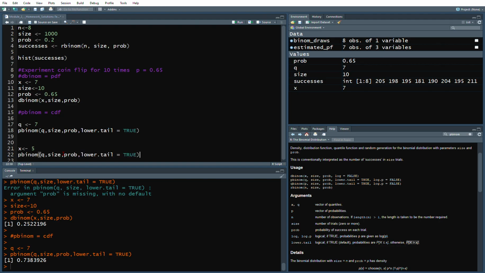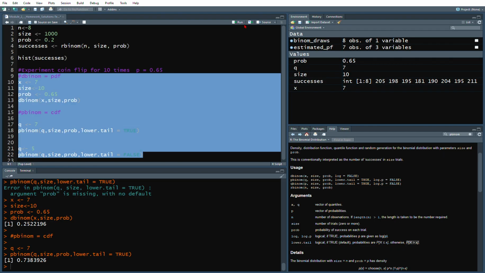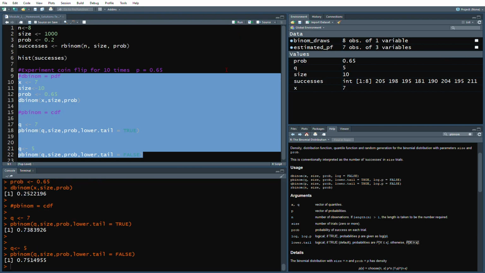Okay, q is 5. We are saying that q will be 5, and lower tail is false, that's why we are looking for the upper tail. So pbinom where q is 5, and size is 10. The probability of success is the same, 0.65. Lower tail is false, which means we are looking for the higher values. So let's run this one again and see what we get. 75%, which is correct.